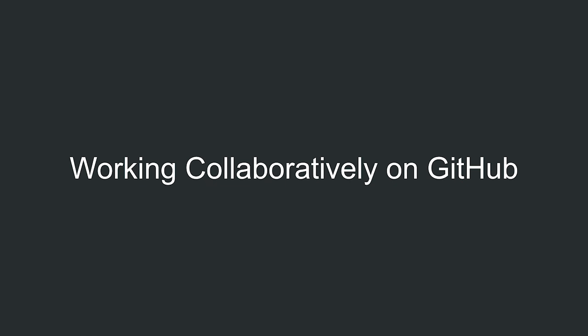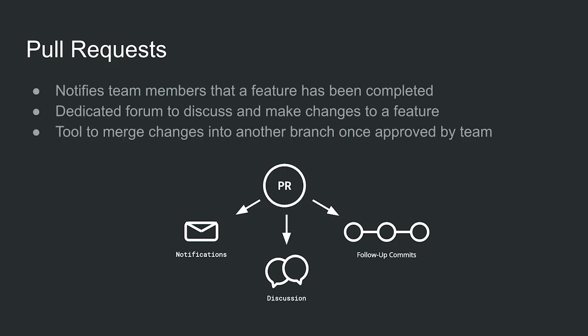So I know it's a lot of information, but now we're really getting into the meat of our workshop. Let's talk about working collaboratively on GitHub. The first thing I want to talk about is a pull request. A pull request does a few things. It'll notify team members that a feature has been completed. It's a dedicated forum to discuss any changes that need to be made to that feature. And it's also a really great tool to merge in changes from another branch once they've all been approved by the team.